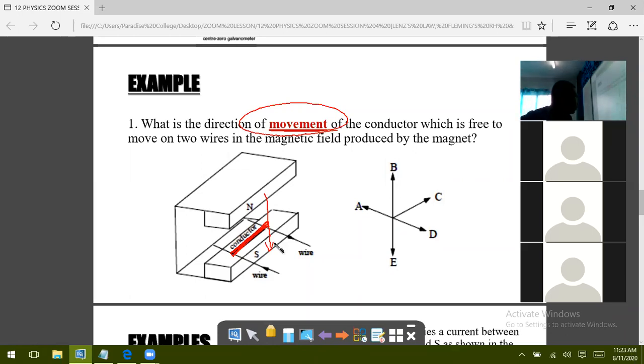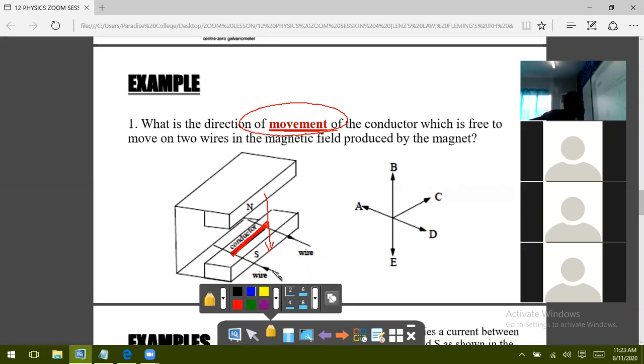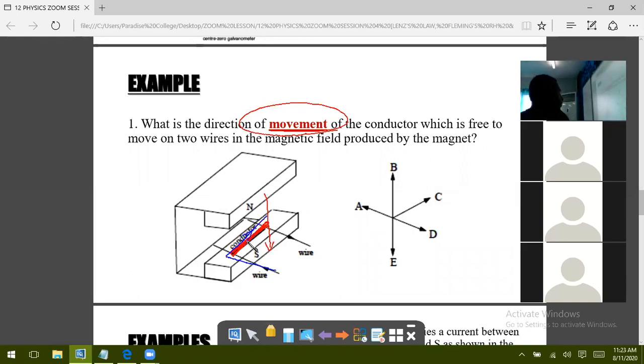Current is going this way, and it's going across that way. I'm going to put it like this. This is the motion. This is the current direction. The field line is going down. Current is going out that way. So which direction? A, B, C, D, or E?